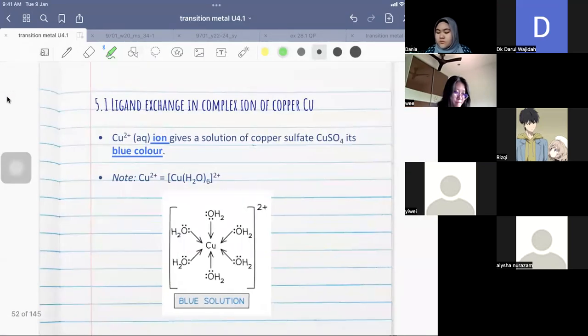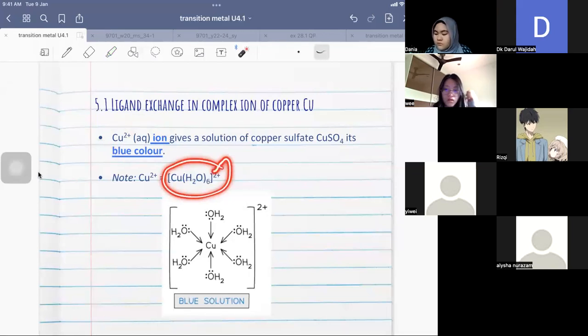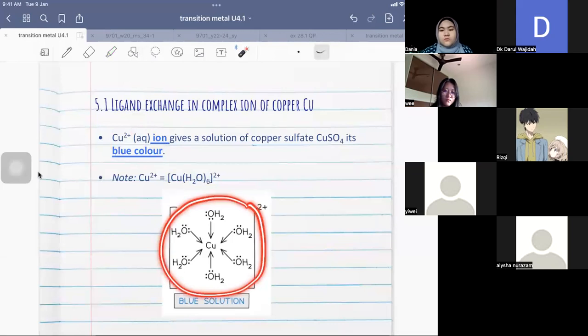Okay, so the first example that we're going to look at is copper ion. When we look at copper ion, Cu2+, before you learn about complex ion, we write copper 2+ as just Cu2+ aqueous, right? This is our standard way of writing down the aqueous copper ion. But what it actually means is that there are 6 water molecules arranging themselves in an octahedral shape around the copper 2+ ions to make a complex ion. So copper 2+ in aqueous solution exists with these 6 water molecules arranged octahedrally, okay? And this gives copper 2+ ions its color, which is a blue solution.